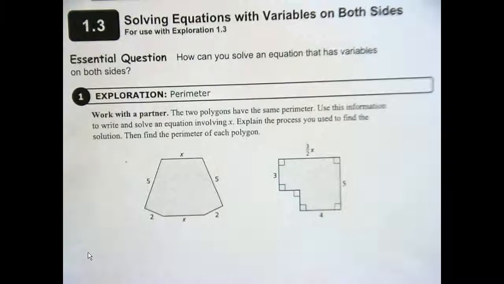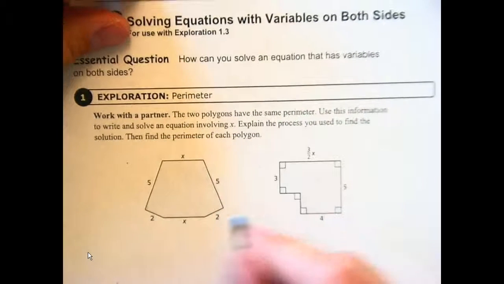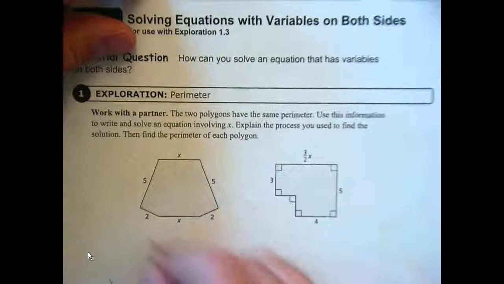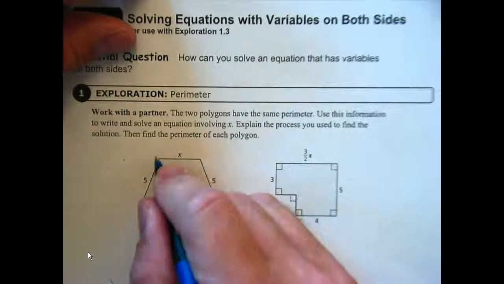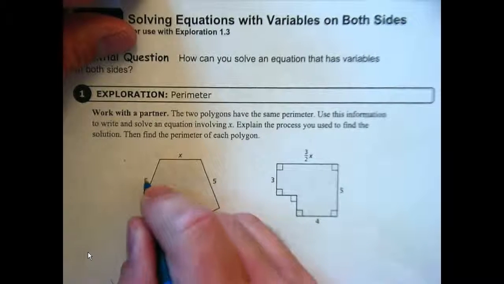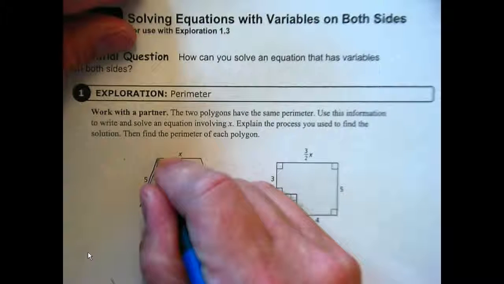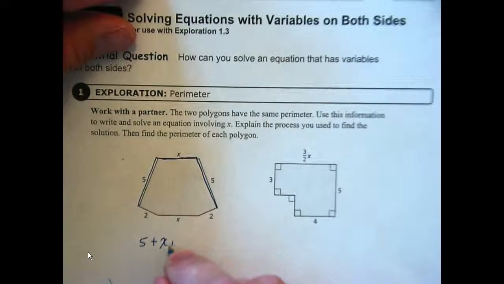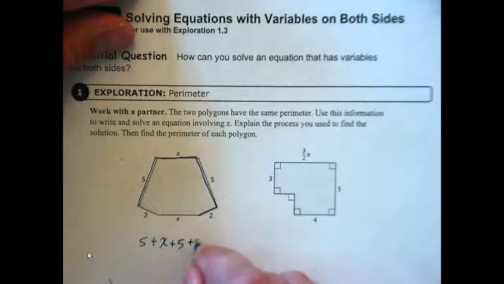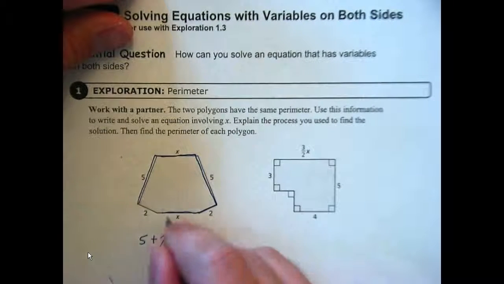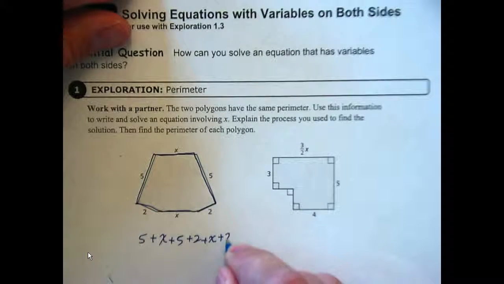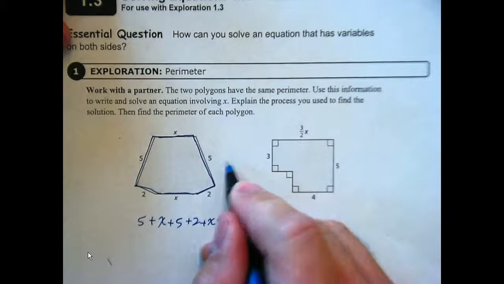Here we go. So, for finding the perimeter, how do we do that? Good. Find out the length of each side first, and then you'd add them all up, right? So in this case, if I wanted to add all these up, I could say this is 5 plus x. So I'm kind of tracing around. 5x plus another 5 plus 2 plus another x plus 2. And it says the perimeters are the same, so that perimeter equals that perimeter.